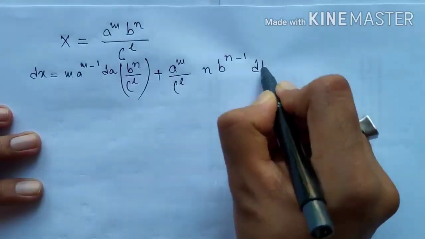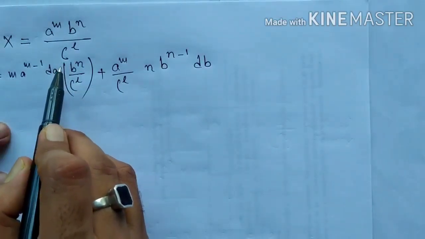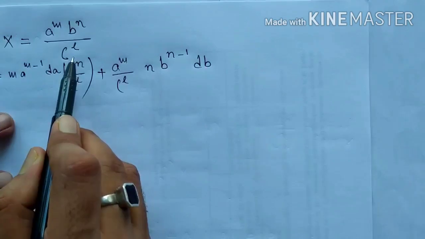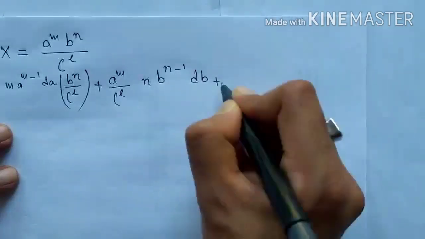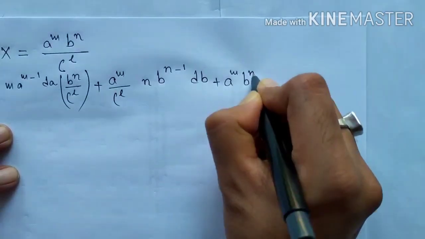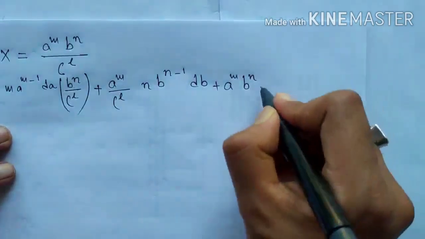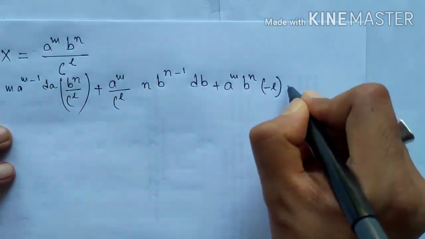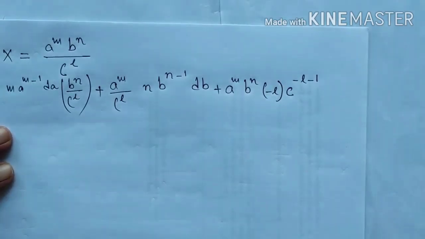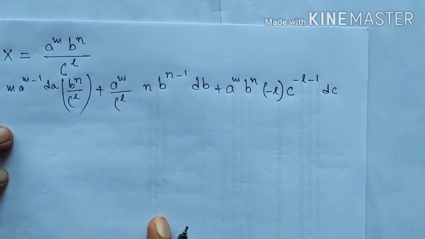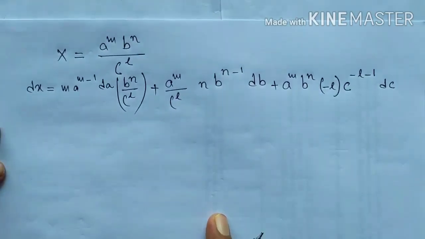This is constant. B to the power N, if I differentiate, it will be N, B to the power N minus 1 into dB. Now I will be differentiating C to the power L, but this is appearing on the denominator. That means I will be differentiating C to the power minus L. So in that case, I have to treat A to the power M and B to the power N as constant. So plus A to the power M, B to the power N treating as constant, and I have to differentiate C to the power minus L. So it will be minus L C to the power minus L minus 1 into dC.